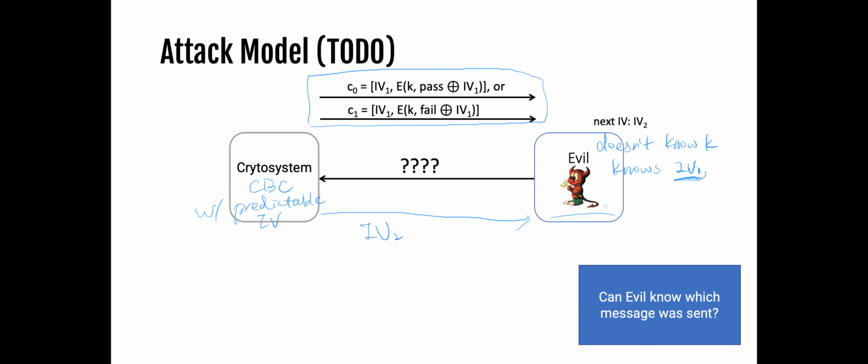I have an idea, I don't know if this would work. If Evil sends a message to the crypto system and then receives back the encryption, what would be used as the IV for the next one? Whoever sends the next message would be using Evil's encrypted message that they received from the crypto system the last time.